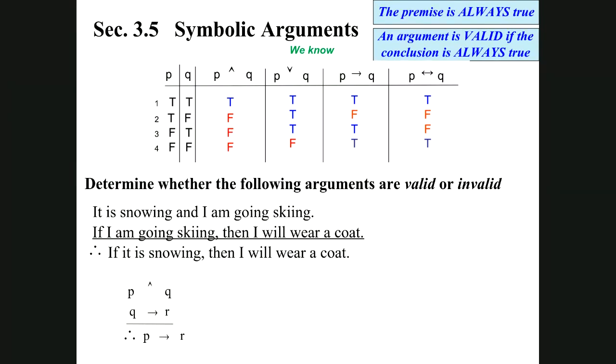Now, at first it may seem a little more difficult, but really this one's even easier. We're given more information. We know that these premises are true. Okay. P and Q is true, which means that we know that both P is true and Q is true.